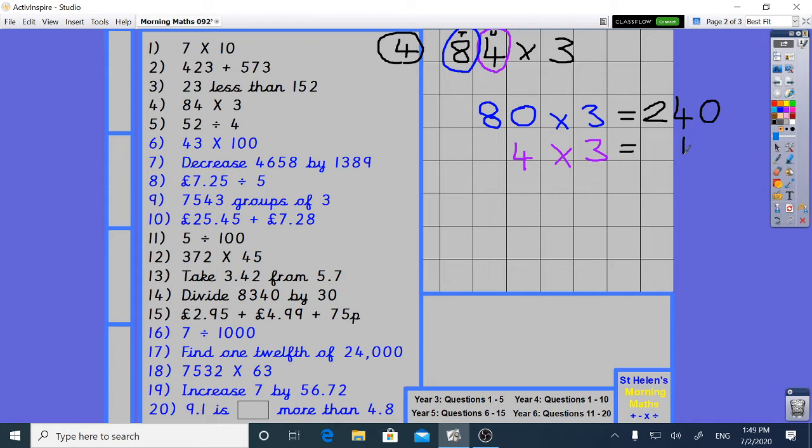If I line it up carefully, I can line it up here so that I can do the addition at the end, because you have to add up your 2 answers at the end. 0 plus 2 is 2. 4 plus 1 is 5. And 2 in the hundreds column. 252. I'm going to check that by doing the grid method to see if I get 252.